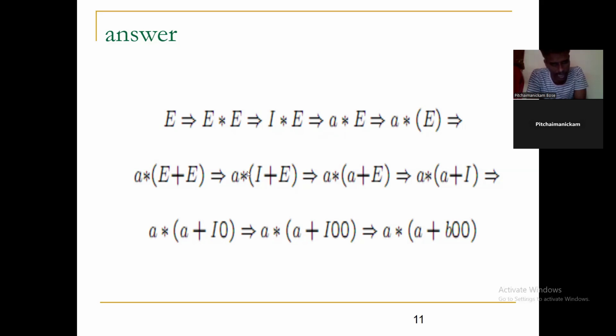This E can be replaced with I, which can be replaced with A. Again, this E can be replaced with I, which can be replaced with I0. Again, this I can be replaced with I00. And finally, the I can be replaced with B. So finally, we got the answer: A star of within bracket of A plus B00. This is the answer for this given problem.